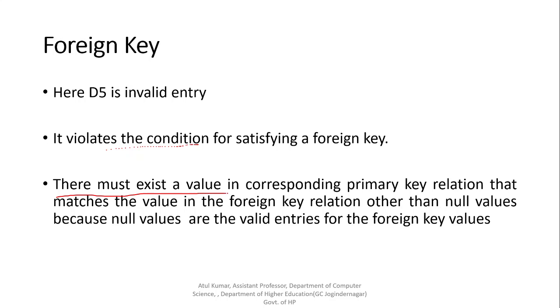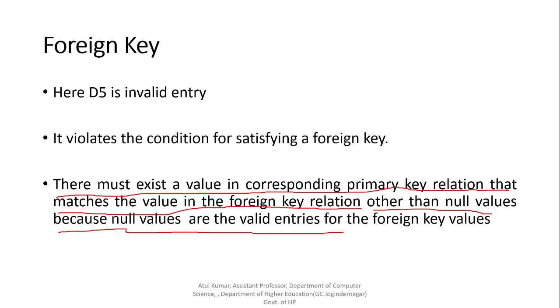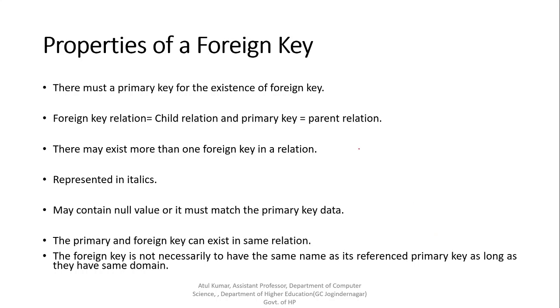So there must exist a value in the corresponding primary key relation that matches the value in the foreign key relation, other than null values, because null values are valid entries for foreign key values. So what are the different properties of foreign key? There must be a primary key for the existence of a foreign key. The relation that contains a foreign key is called the child relation, and the relation that contains a primary key is called the parent relation.